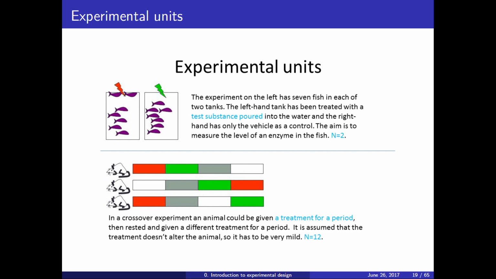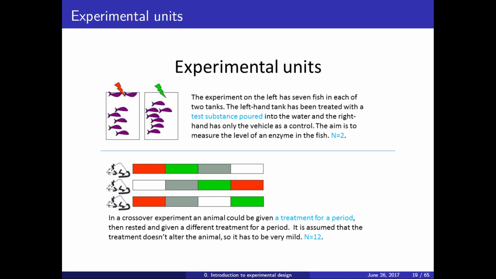And the same happens, for instance, when you work with fish. So the tank is the experimental unit, because typically these treatments are poured into the water. So if you have two tanks, you cannot give a different treatment to each one of the animals within the tank. So if you have two tanks, you have n equal 2 experimental units.